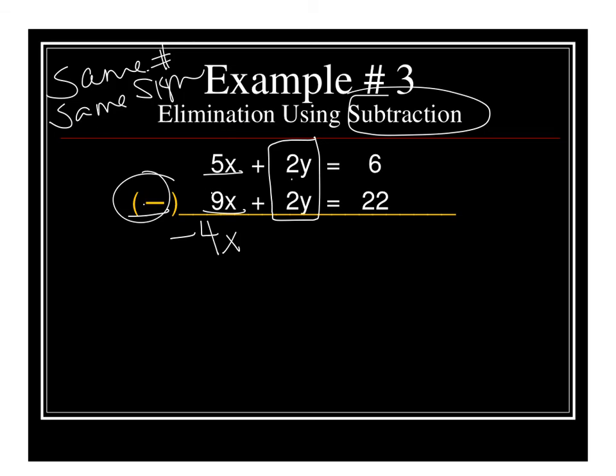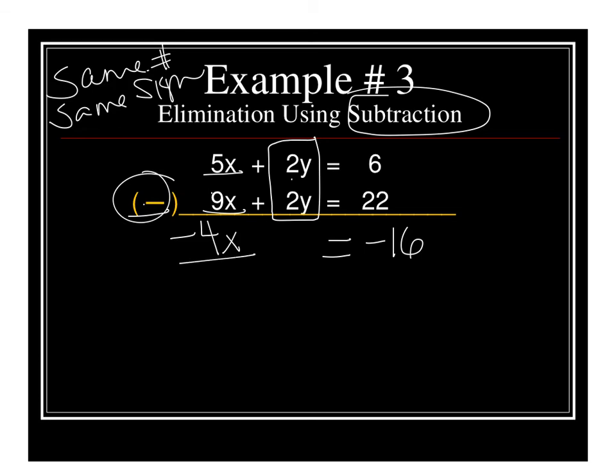Now with my y's, they both have a y, but 2 minus 2 is 0, so there are 0 y's in my equation now. And then finally, I have to subtract my plain old numbers. I have 6 minus 22, which is -16.